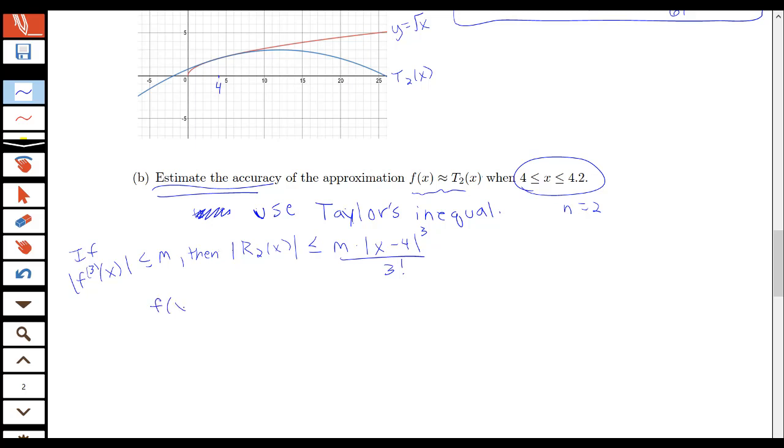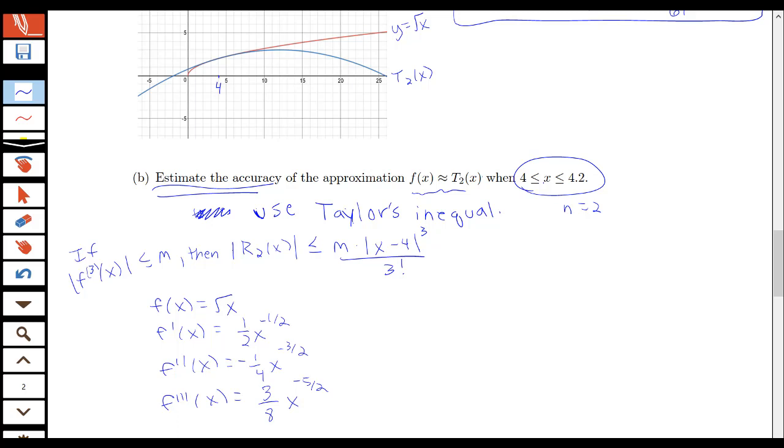Well, here we have f of x is root x. So we know that f prime of x, which we found earlier, is 1/2 x to the negative 1/2. Our second derivative was negative 1/4 x to the negative 3/2. So our third derivative is 3/8 x to the negative 5/2. Okay, so we're trying to get a bound on this derivative when x is in this interval between 4 and 4.2.